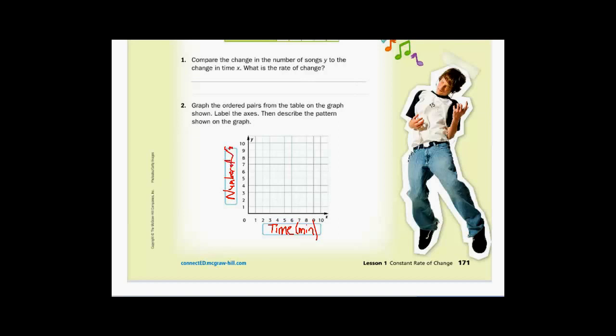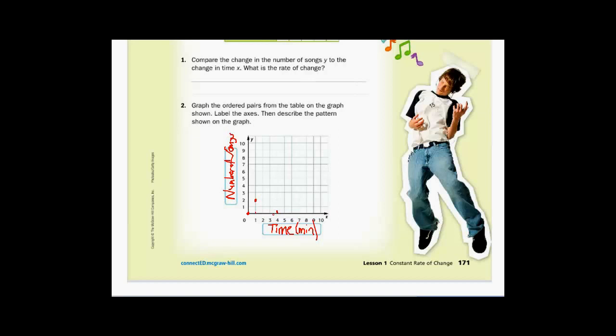S-O-N-G-S. So it does not look like songs. Squinting, it probably does. All right, so label your axes, which we've done. Now we need to plot our points. For 0 songs, 0 minutes. That's an easy one to do. And then for 1 song, it took 2 minutes. And then for 4 songs, it took 2 minutes.